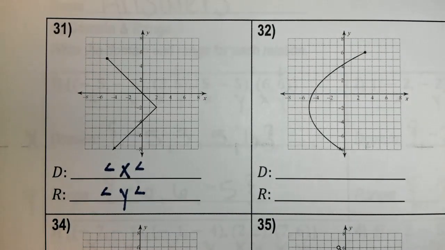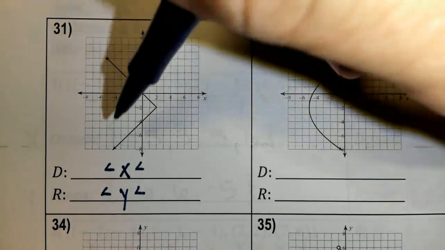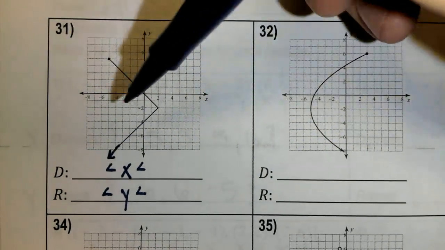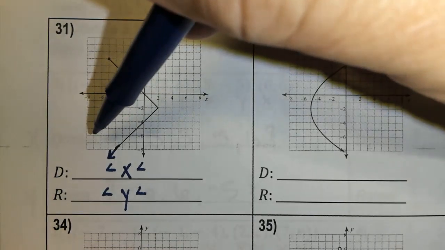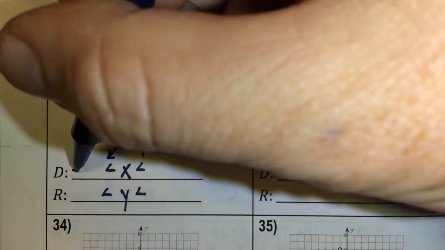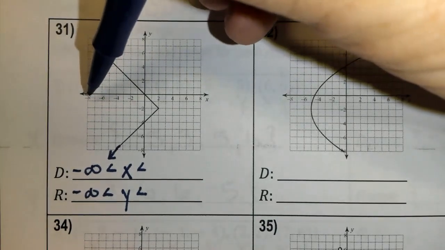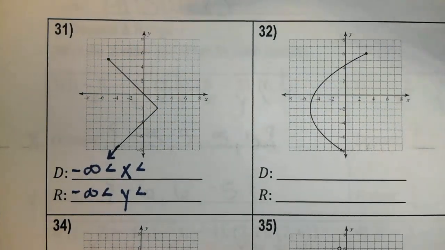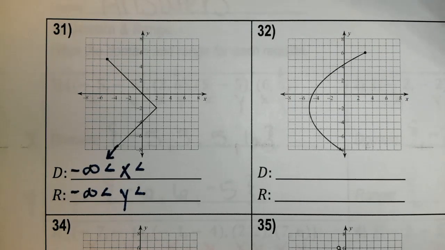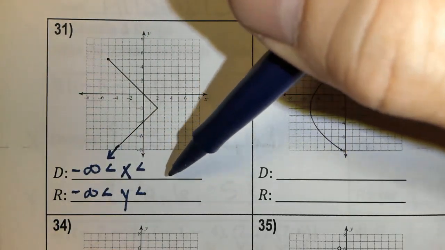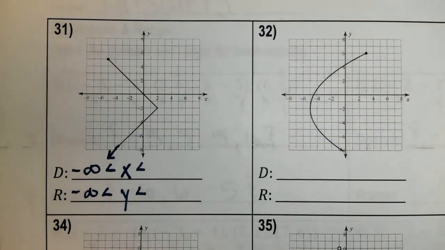Now I'm going to look for any arrows. I have my arrow here. That arrow is going left and down. So left means my domain has a negative infinity, and down means my range has a negative infinity, because left is negative on the x and down is negative on the y. I don't have an arrow anywhere else, which means these two spots are going to be numbers.